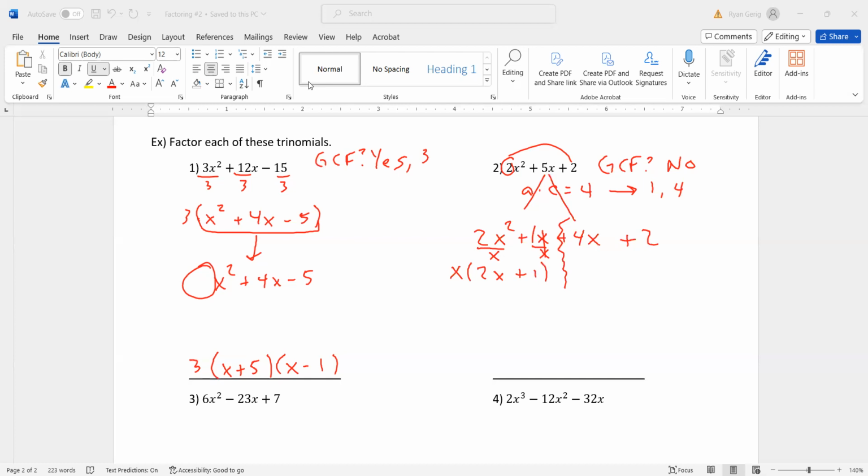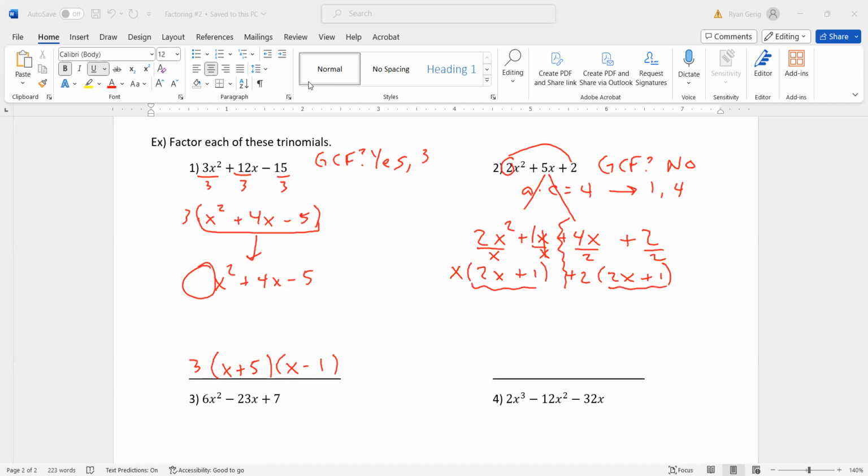I'm going to do the same thing with the second two terms. The GCF of those two is 2. So I'm going to take 2 out, positive 2. 4x divided by 2 is 2x. 2 divided by 2 is 1. And you can see the inside of the parentheses is the same.